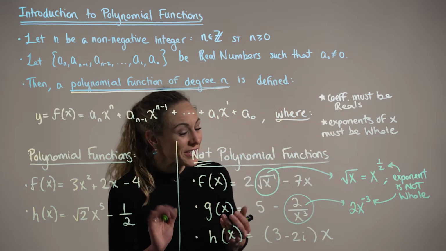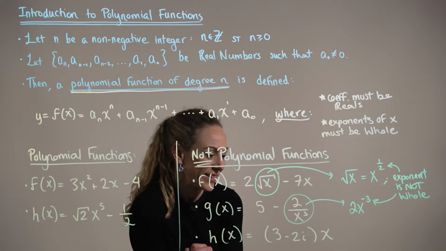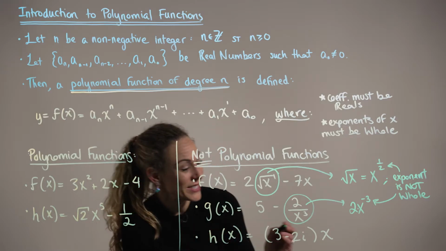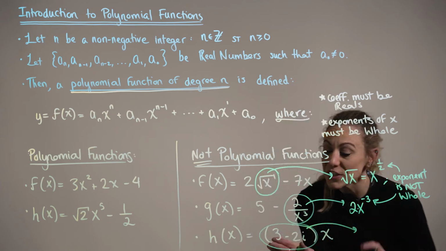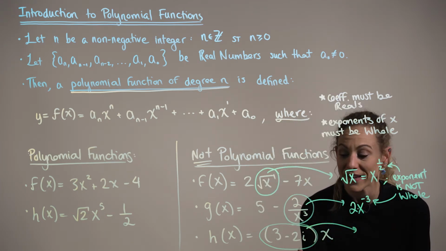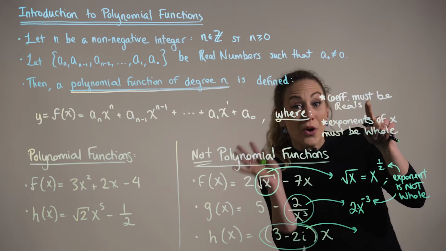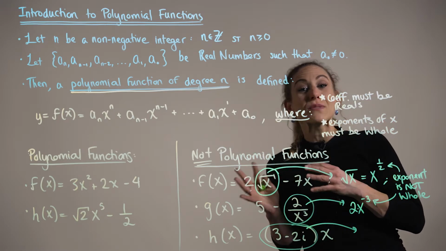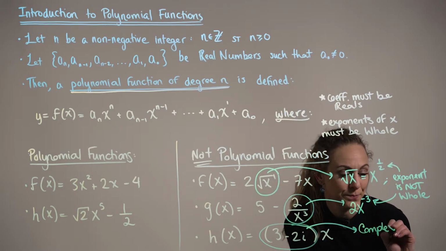And last but certainly not least, what about h of x? Why is this not a polynomial function? So this time, take a look at the coefficient. The coefficient in this case is a complex number. It contains the number i, which violates the definition of a polynomial function. We know for polynomials, the coefficients must be real, so they cannot be complex.